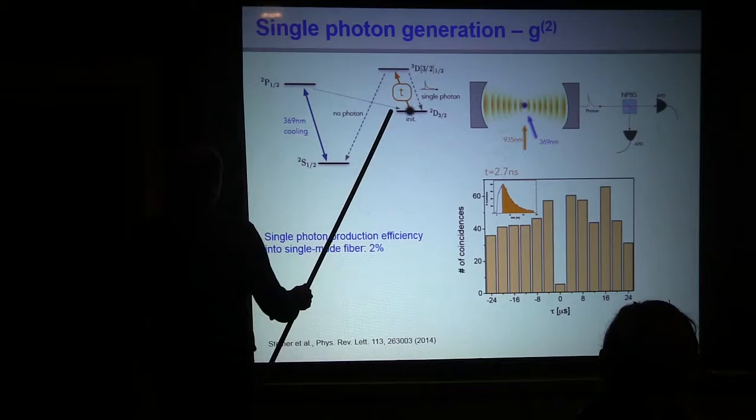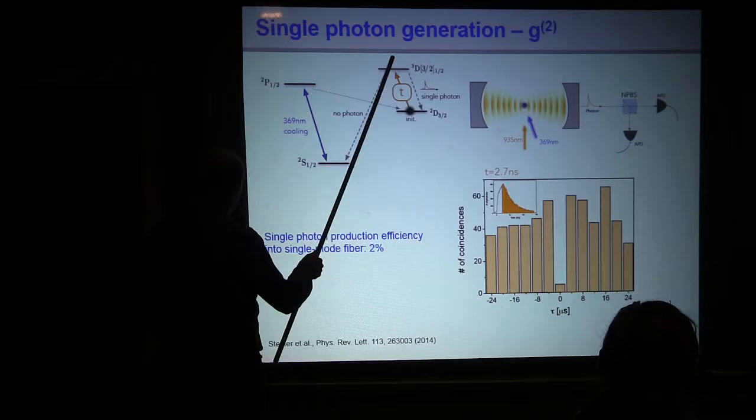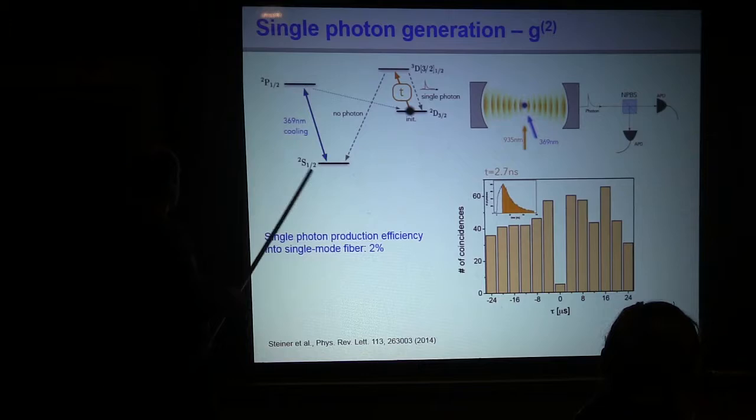Alternatively, of course, there could be a decay down here, which is the case where there is not the successful production of this photon. This unsuccessful process we can observe with this heralding on the 360 nanometer transition, and you just throw them out. But in the other cases where the photon is generated, this transition remains dark.